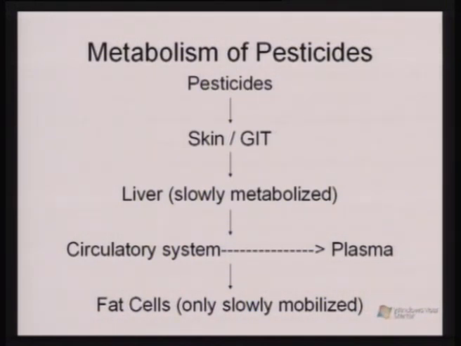There it will slowly be metabolized and go to the circulatory system, either in plasma or to the fat cells. If it is stored in the fat cells, it will only slowly mobilize to the circulatory system or excretory system. It can come to the milk or to other animal-related products like meat or eggs.